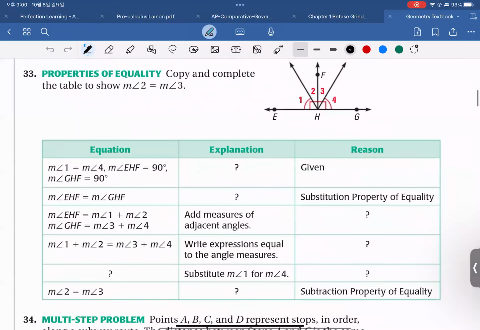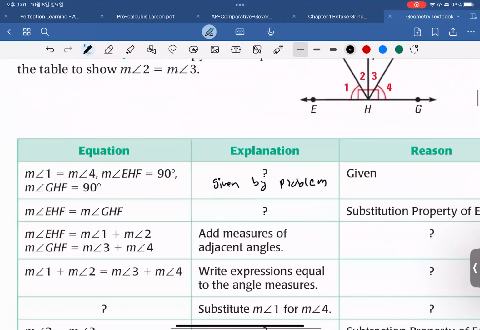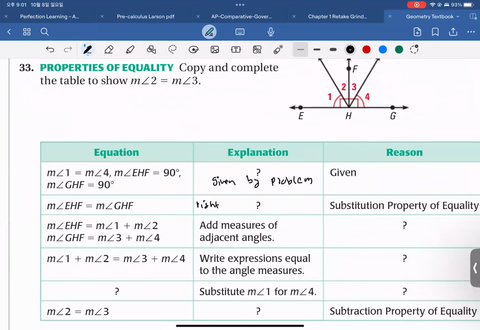Here, given, I don't know what explanation there is because it's given by the problem. Here, we're just looking at copy and complete, show that angle measure 2 and angle measure 3 are equal to each other. That's basically what we're trying to show. And here first we're showing angle EHF is equal to angle FGHF, and that would be because it's pretty clear they're both right angles and they're obviously equal.